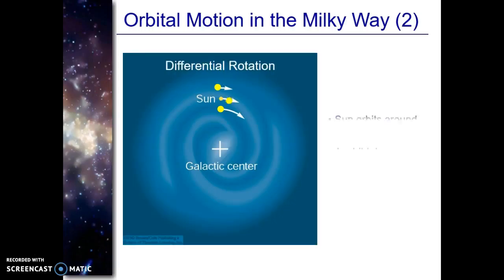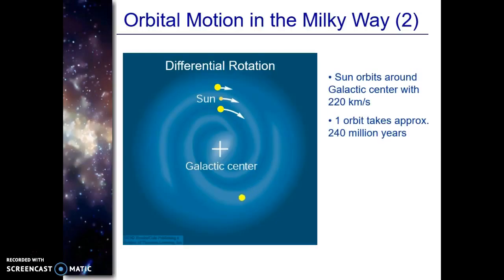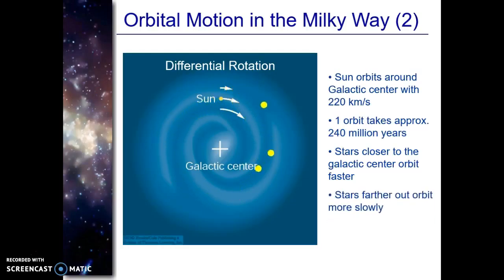Let's see, orbital motion in the Milky Way. Differential rotation means that different levels of gas are going to rotate at different speeds. So the sun is going to orbit around the center at about 220 kilometers per second. One orbit takes approximately 240 million years. It's a really long time, y'all. Oh my goodness. Stars closer to the galactic center are going to orbit faster, and stars that are further out are going to go more slowly.